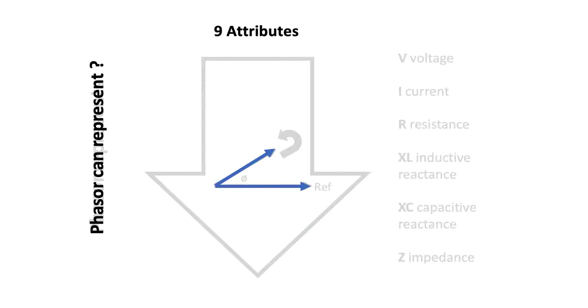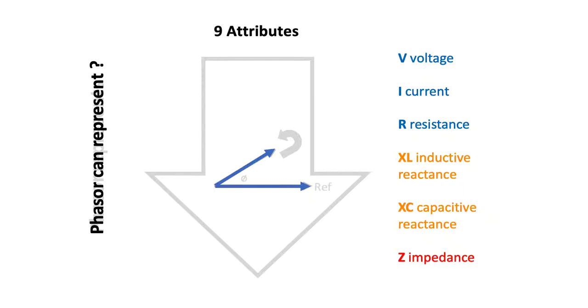Well, the first thing to remember is these attributes can be applied to all different kinds of AC quantities. And the first of those is voltage, current, and resistance. We can apply those values to all those kinds of things. Also, we can apply it to inductive reactances and capacitive reactances. And finally, we can apply it to impedances.